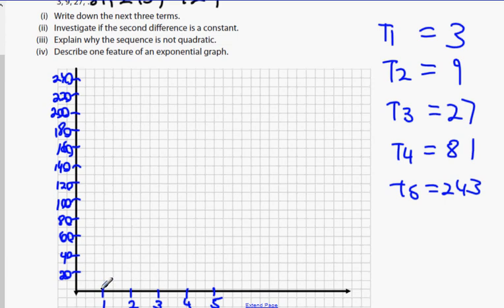The first one is the number 3, isn't it? It barely leaves the axis, doesn't it? It's basically on the axis. The second one is how much? Number 9, right? That's down here. The third one is 27. 27 is just below 30. The fourth one is 81, which is basically just on the 80 mark. And the fifth one is 243.